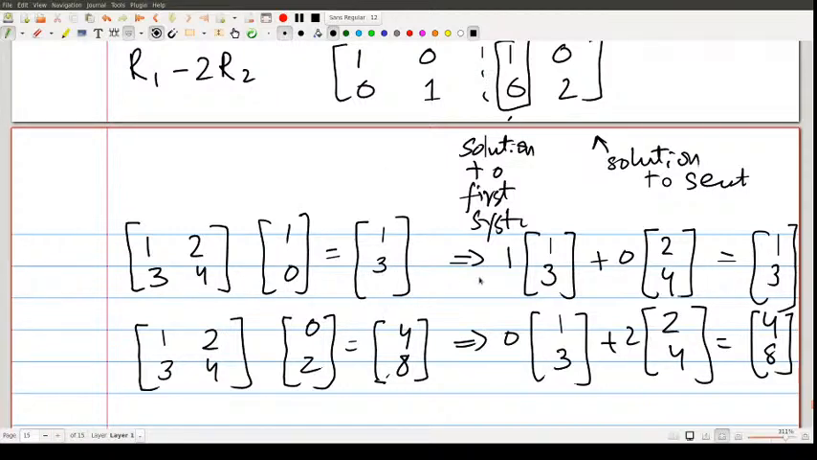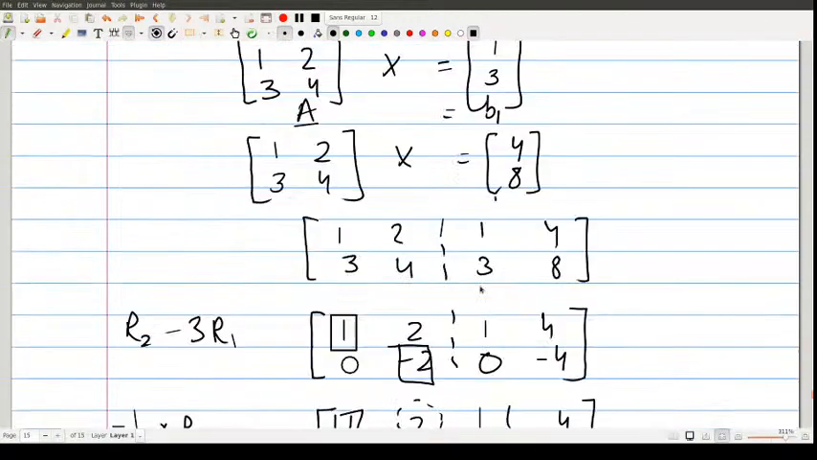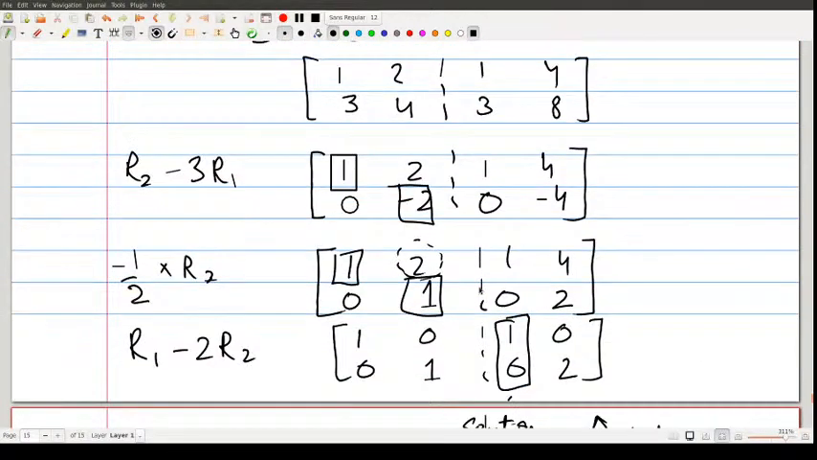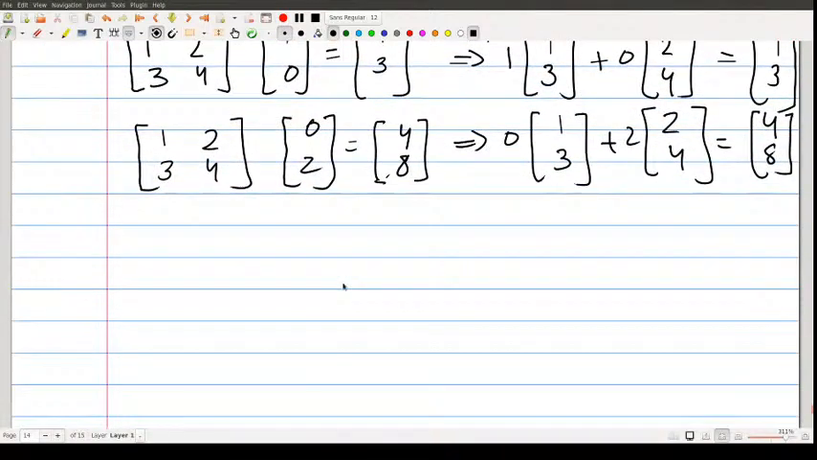But for multiple systems, what I've shown is that you can solve multiple systems using Gauss-Jordan elimination. And so these columns are the solutions to Ax equals B1 and Ax equals B2. And of course these ideas carry forward if you want to look at 3 by 3 systems, right?